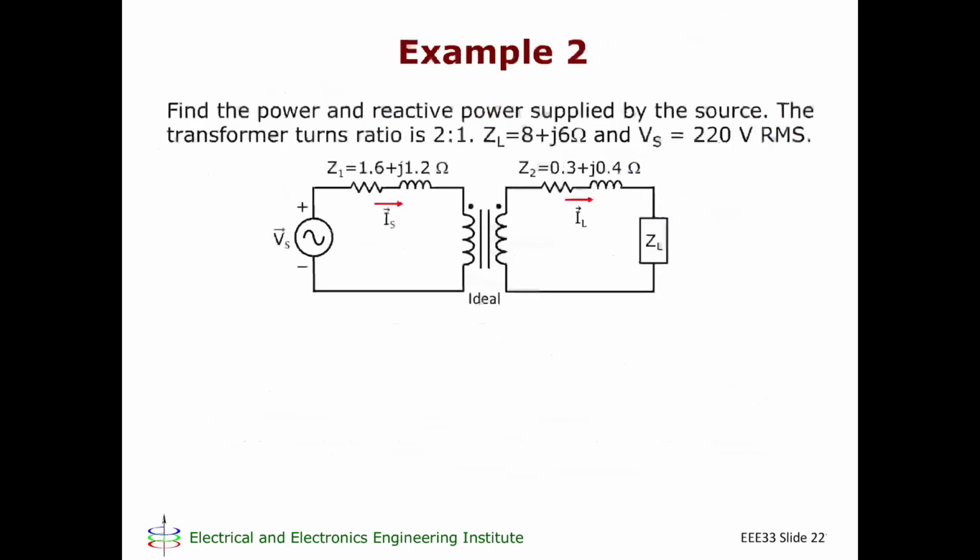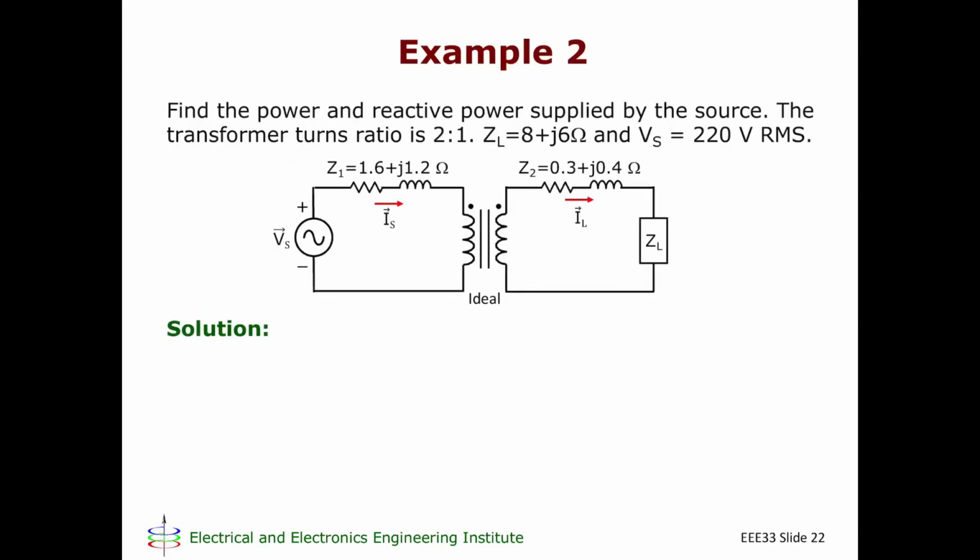Okay, so let's have a second example. Find the power and reactive power supplied by the source. The transformer turns ratio is 2:1. I have a load impedance ZL, which is 8 plus J6. I have an impedance connected to the secondary, in series with the secondary, and an impedance in series with the primary. And my source voltage is just given by its RMS value.